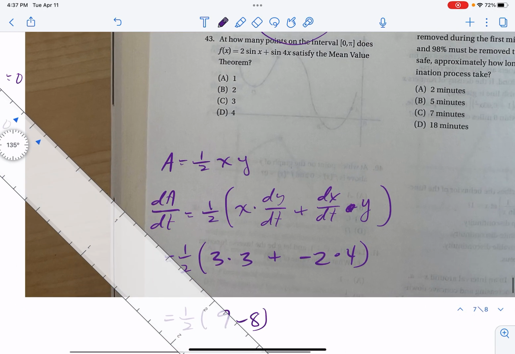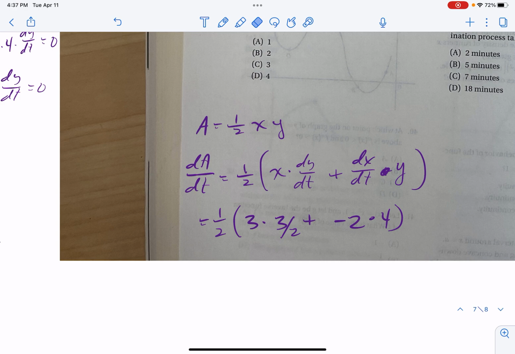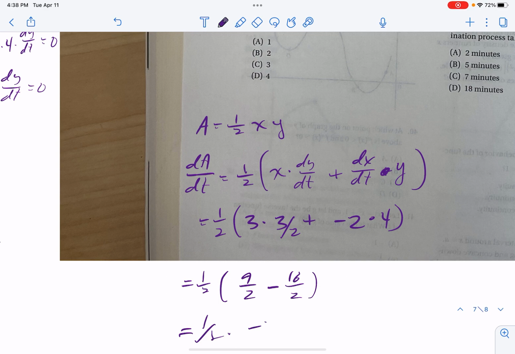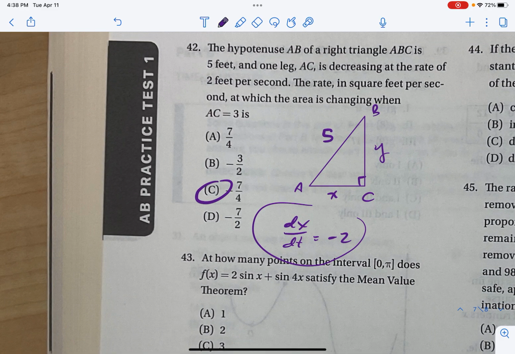So now going over here, my dy/dt should have been 3/2. So what we actually have here is 1/2 times 9/2 minus 8, which is minus 16/2. So this is 1/2 times negative 7/2, which is negative 7/4, which is listed. That is C. 42 is C.